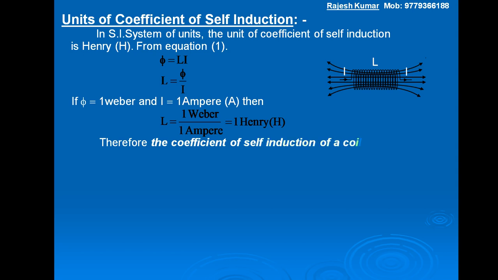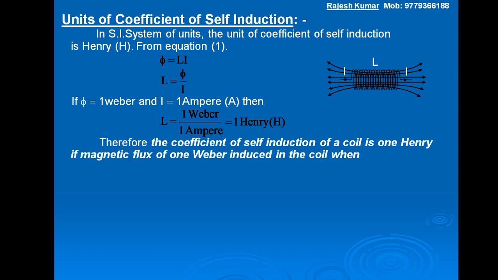Therefore, the coefficient of self-induction of a coil is 1 Henry if a magnetic flux of 1 Weber is linked with the coil when 1 ampere current is passed through it. So this is the definition of 1 Henry.